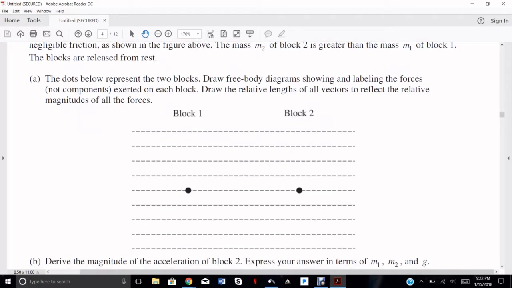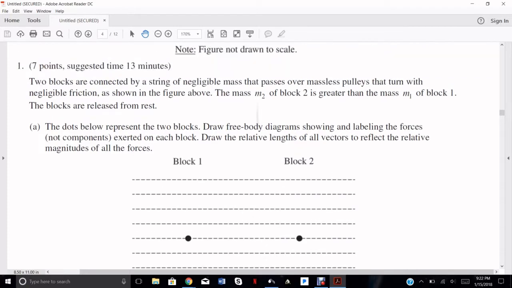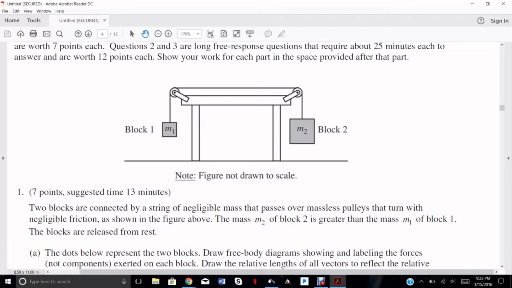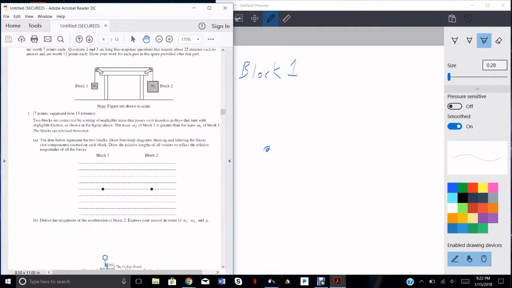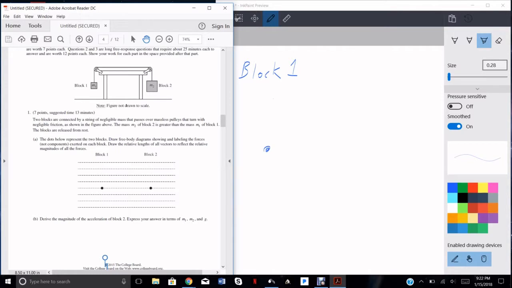The first section of this problem is asking us to draw a free body diagram. It states, the dots below represent the two blocks. Draw a free body diagram showing and labeling the forces, not the components, exerted on each block. Draw the relative lengths of all vectors to reflect the relative magnitudes of the forces. To start off, we need to find the forces exerted on each block.